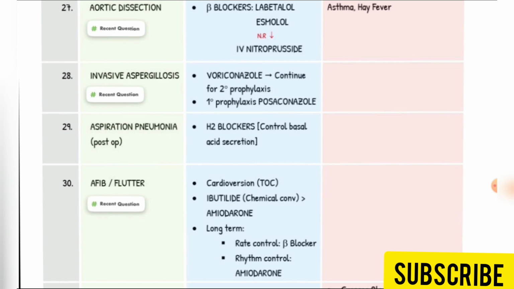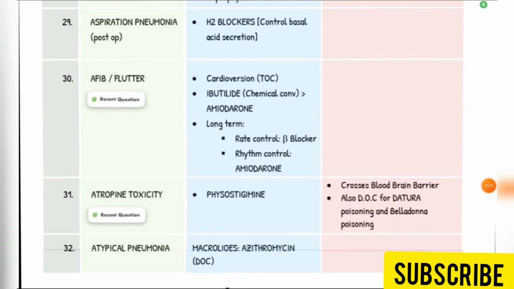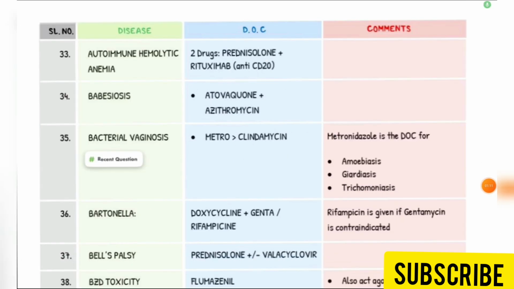Atrial fibrillation flutter, drug of choice cardioversion, treatment of choice. Ibutilide, chemical conversion, and amiodarone. Long-term, rate control beta blocker, rhythm control amiodarone. Atropine toxicity, drug of choice physostigmine, crosses blood-brain barrier, also drug of choice for datura poisoning and belladonna poisoning. Atypical pneumonia, macrolides, azithromycin is a drug of choice. Autoimmune hemolytic anemia, drug of choice prednisolone plus rituximab, which is anti-CD20.